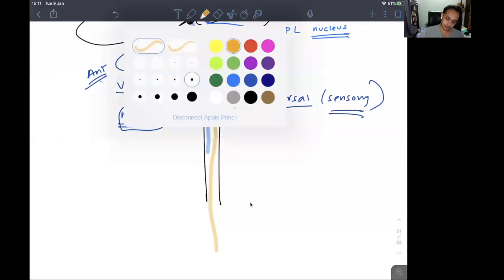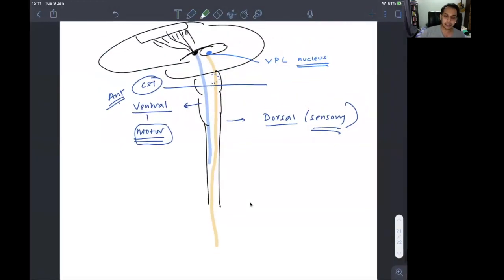And conveniently enough, VPL is also where the posterior column ends up. So the posterior column ascends in the back of the spinal cord because it is called posterior. And then at the midbrain, it will cross over to the opposite side and then ascend up and sort of merge with the spinothalamic tract and then end up in the same VPL.